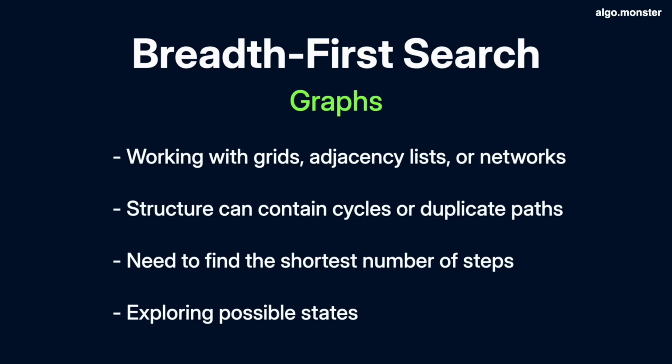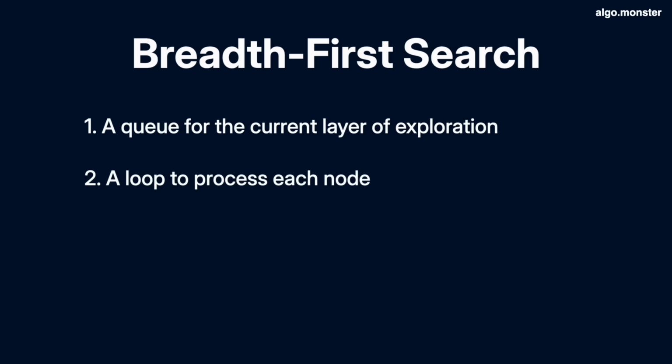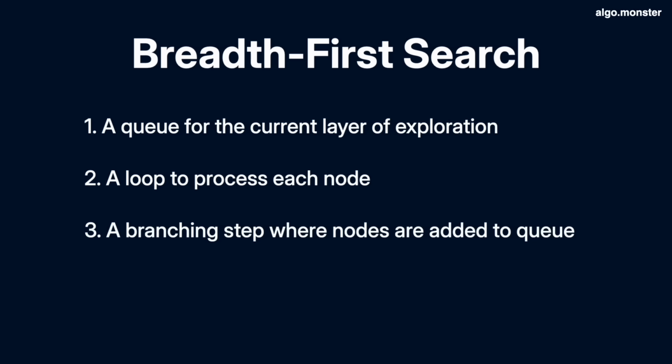Both versions, for trees and graphs, follow the same fundamental structure: a queue for the current layer of exploration, a loop to process each node, and a branching step where neighbors or children are added to the queue. You'll see this structure everywhere, from tree traversals to maze solving to social networks to shortest path problems. Once you know the pattern, you can recognize it immediately and fill in the details. And on that note, let's take a look at applying these patterns to some real-life interview problems.